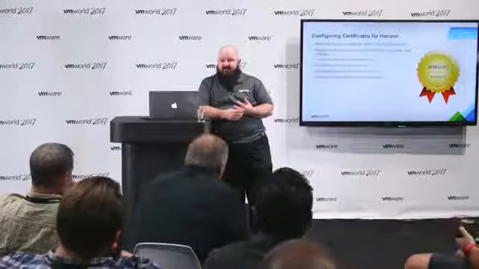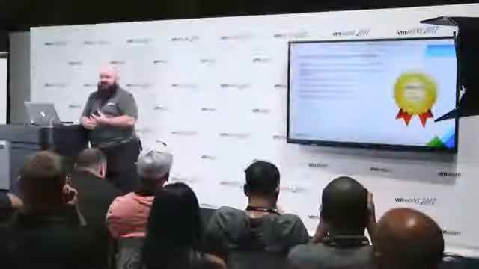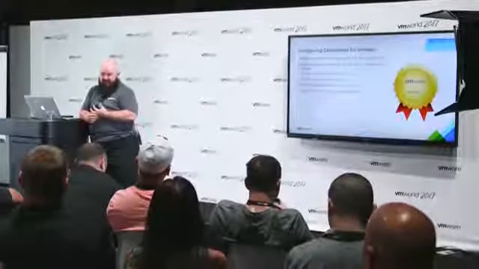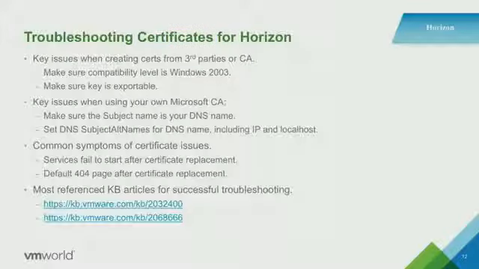What do I need to rename the certificate to on my connection server? What's the friendly name that has to be renamed to? I heard it, VDM, yes. You must do that. And I think that's actually a step a lot of people miss when they do certificates. The SVI config for the Composer tool, you use that to get the certificate in there. And then you can also use the automation tool for vCenter. And as I mentioned, renaming that self-signed certificate.